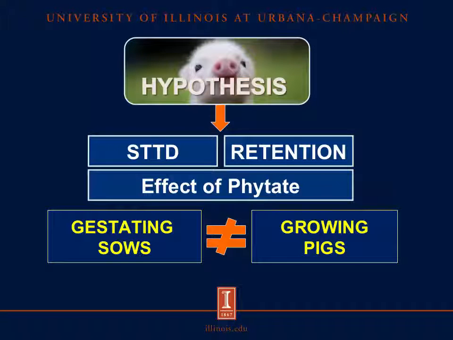Therefore, the objective of this experiment was to test the hypothesis that no differences between gestating sows and growing pigs exist for standard total tract digestibility and retention of calcium and phosphorus, and for the responses to dietary phytate.